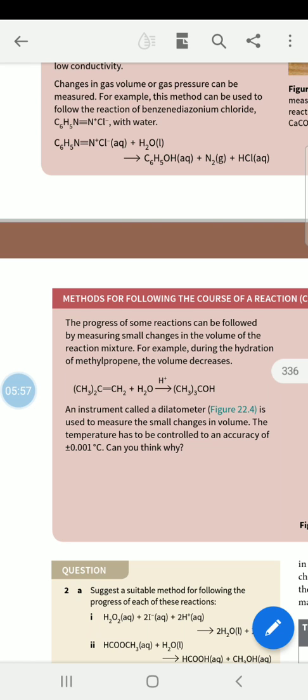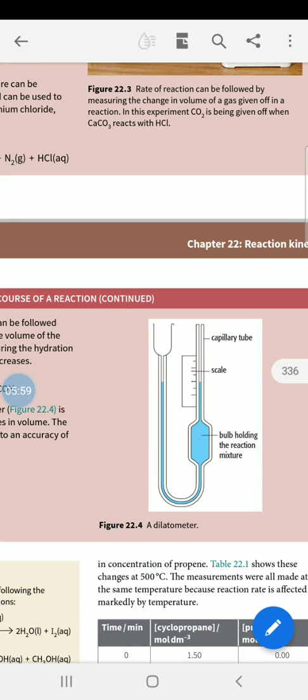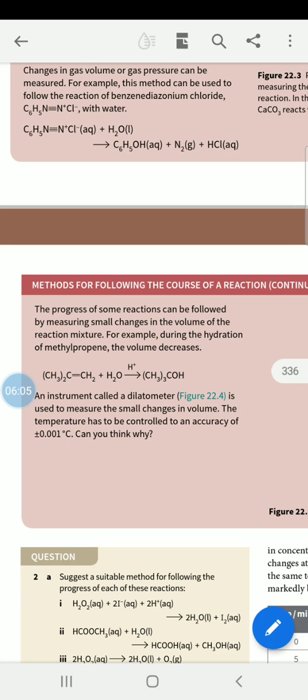When we do that, we have to make sure that certain other conditions are kept constant. Here the temperature has to be controlled to an accuracy of plus or minus 0.001 degrees Celsius. Why is that? Because if you change the temperature, the rate of the chemical reaction will change. So we have to make sure that the temperature remains constant throughout the chemical reaction. That is one point that you need to remember.